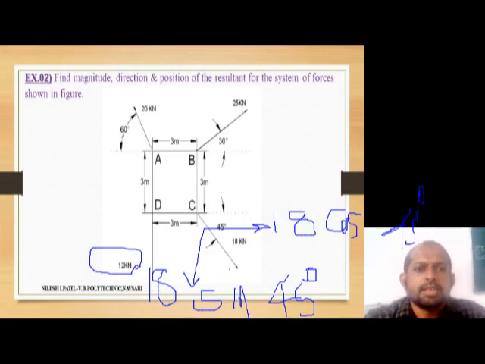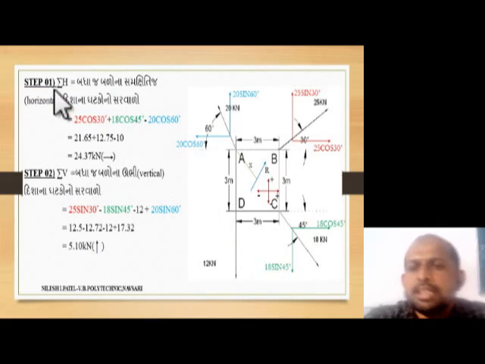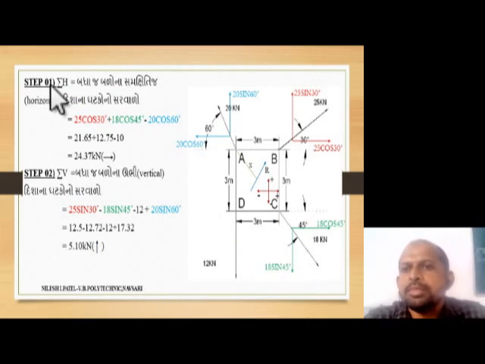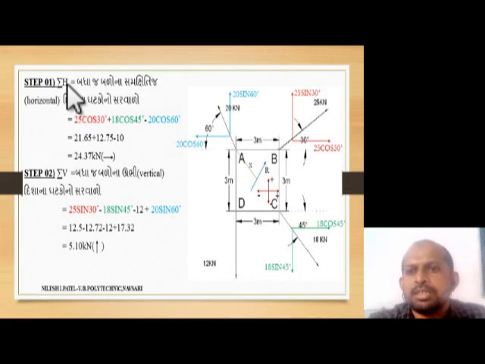So here is how to solve, or how to complete, step number 1 to find out the magnitude of the resultant force. So my step number 1 is summation of all the horizontal components of the given system of forces.